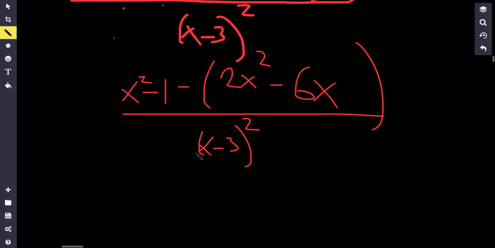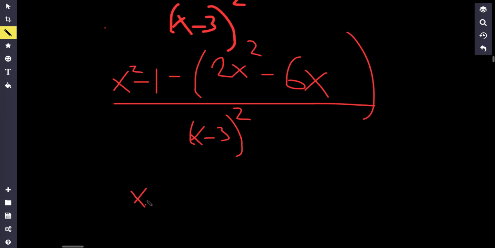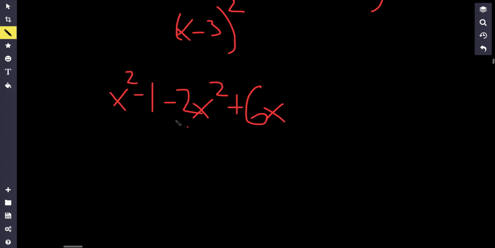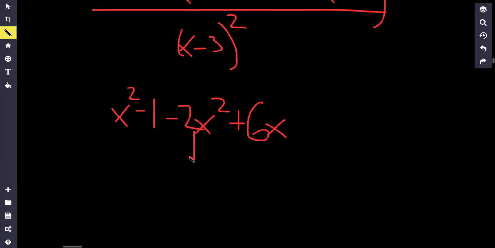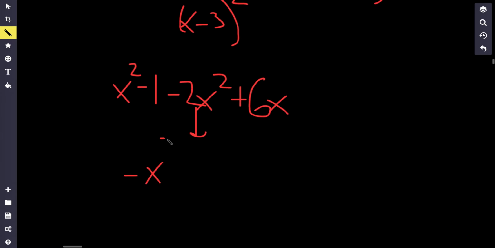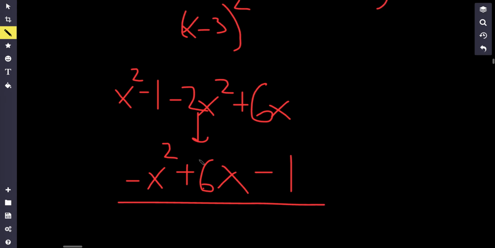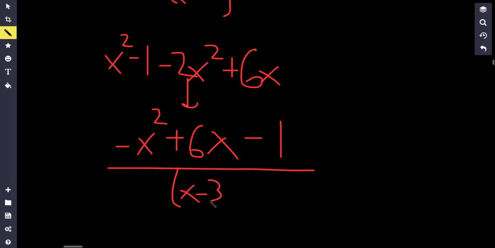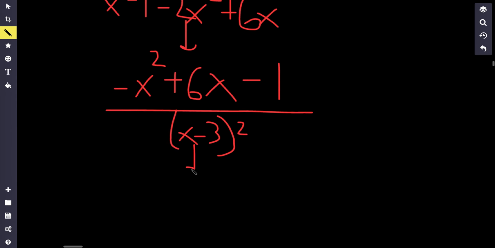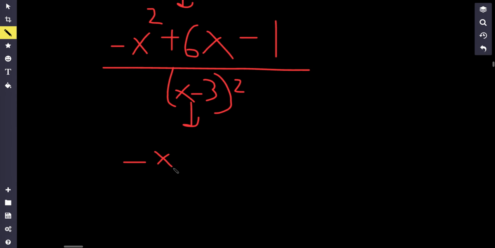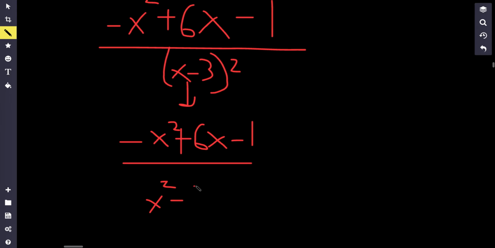Now let's simplify this. You distribute the negative sign, and you get x squared minus 1 minus 2x squared plus 6x, all divided by x minus 3 squared, but I'm too lazy to write it out. So let's just simplify the numerator first. This is going to be negative x squared plus 6x minus 1 divided by x minus 3 squared. And there we have it. We can also expand out the denominator, so we can say this is negative x squared plus 6x minus 1 divided by x squared minus 6x plus 9. Other than that, that's looking pretty good.